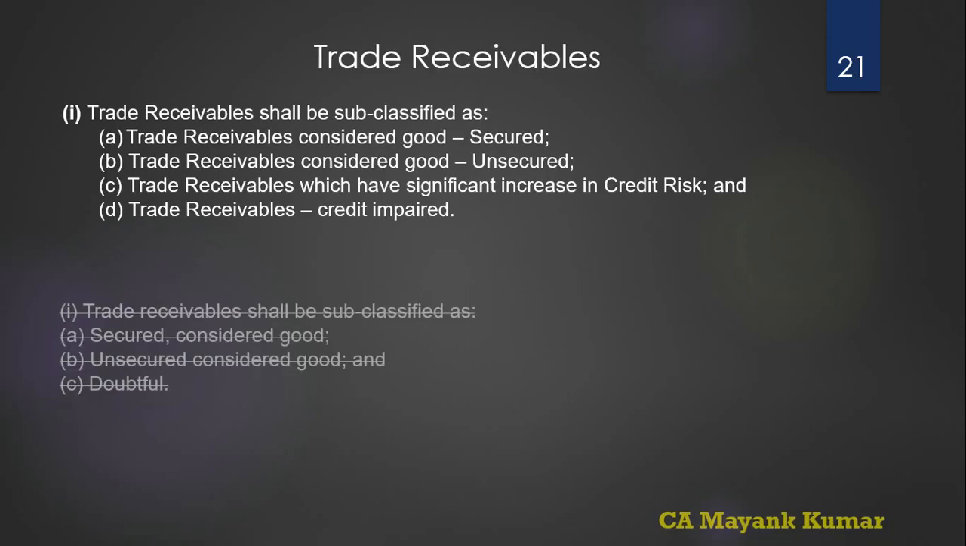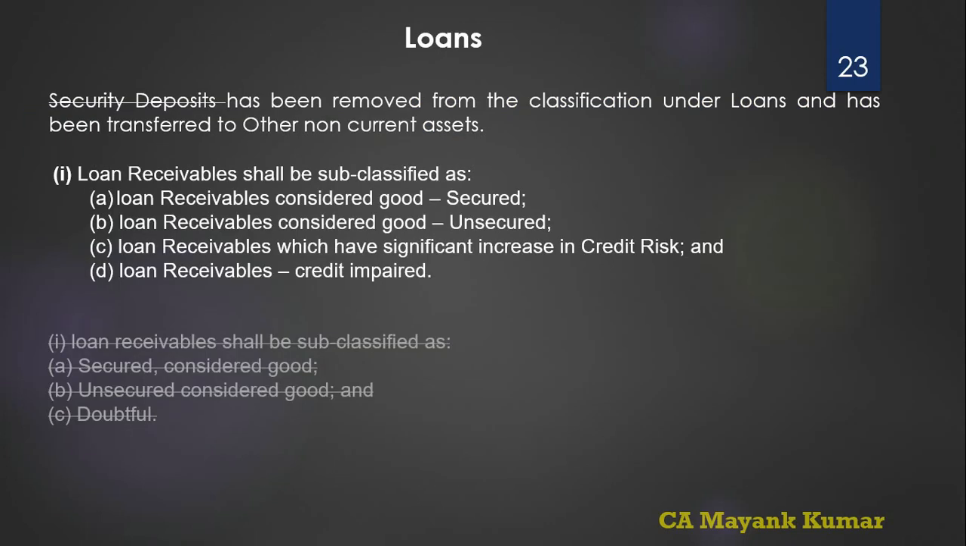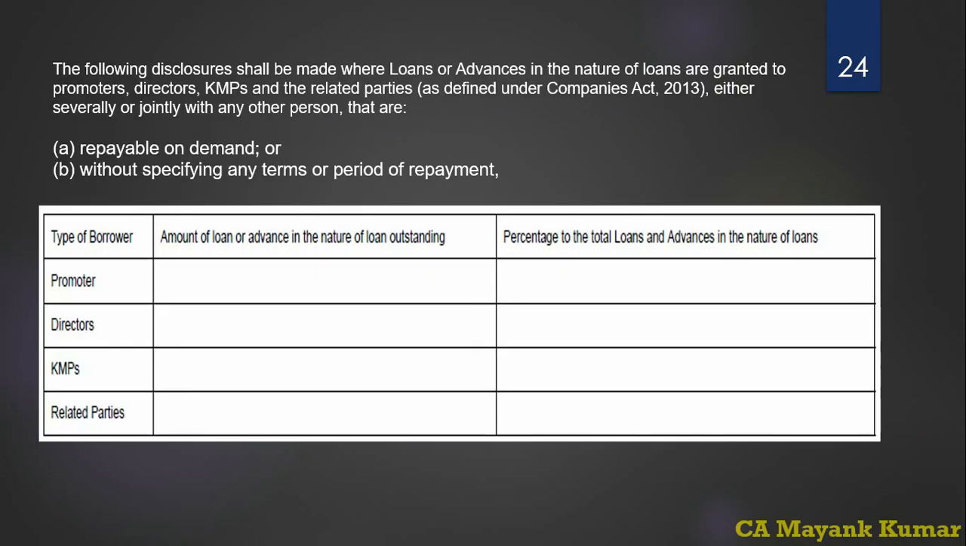In case of current assets, the first one relates to trade receivables and the second one relates to the loans. Same amendment that we just discussed in the non-current assets part. This one is a new disclosure requirement.